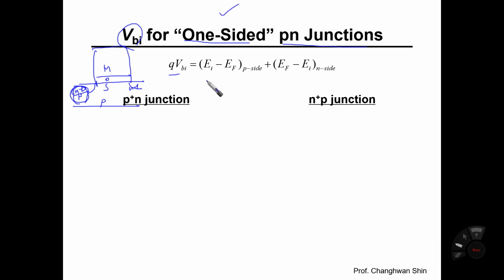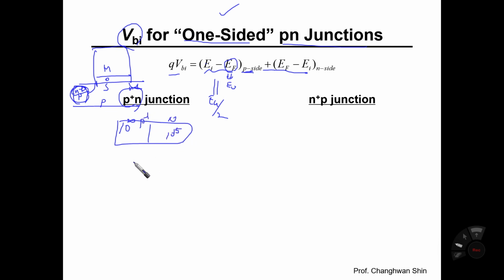But there is nothing special, because if one side of a PN diode is heavily doped, say in the case of p plus n, the p side is very heavily doped and EF is very close to EV. So EI minus EF is equal to half the band gap. Okay, so say 10 to the 20 on the p plus side, and here the n side is 10 to the 15. In this case, the built-in potential, how much is it?